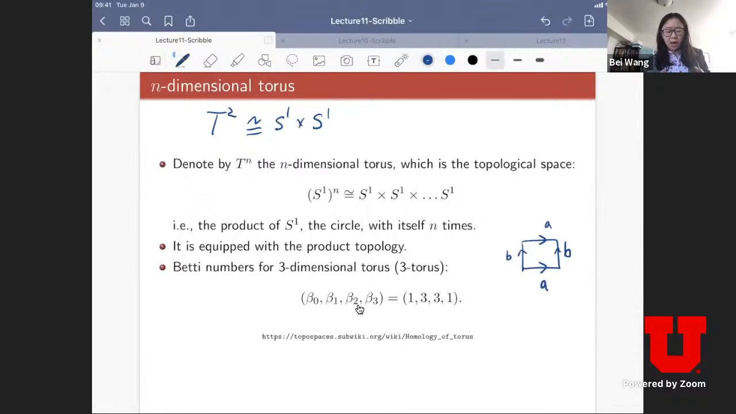How do you imagine that? What does this multiplication do? You start with one loop. A loop is S1. A loop like this is S1. When I say this product, what I mean is I start with a loop, and when I do the product, I turn the loop around in another loop.